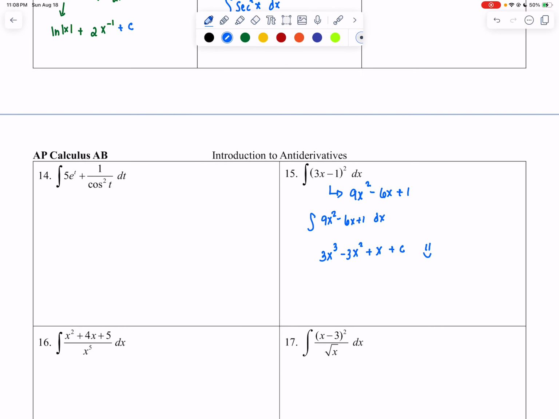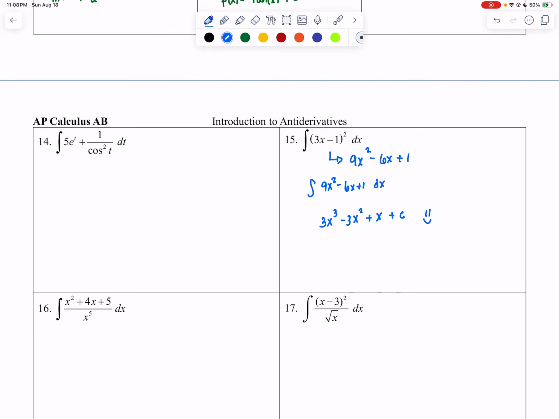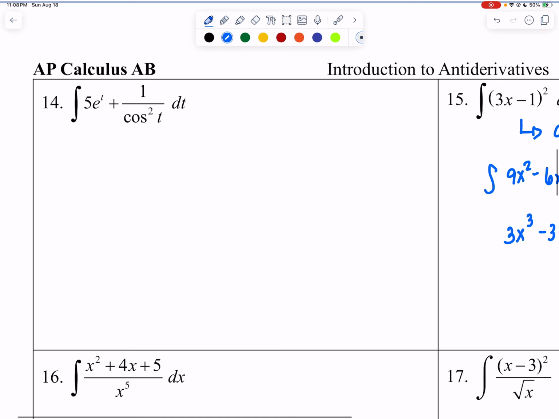All right, let's look at number 14, and then we'll look at 16. For number 14, we have 5e to the t. Now remember that the derivative of e to the t is e to the t. So the antiderivative of e to the t is going to be, guess what? E to the t.